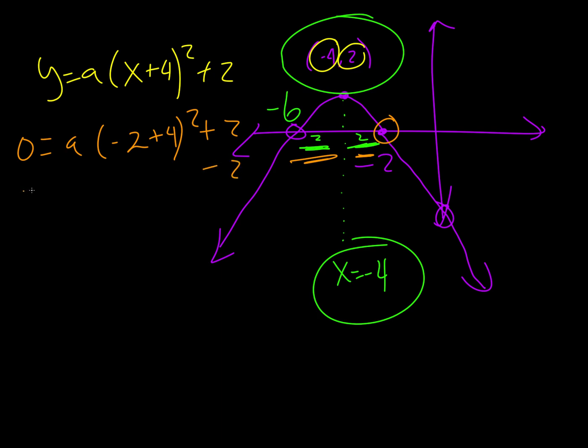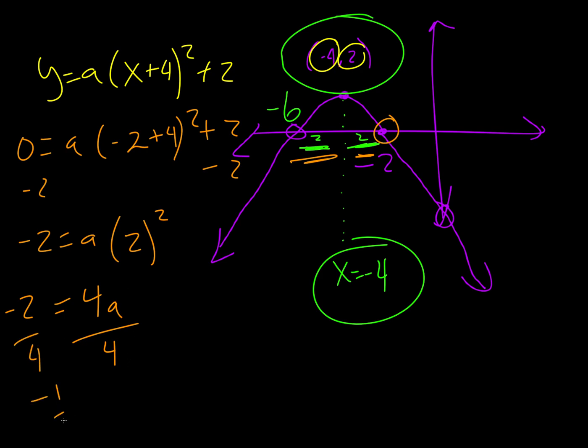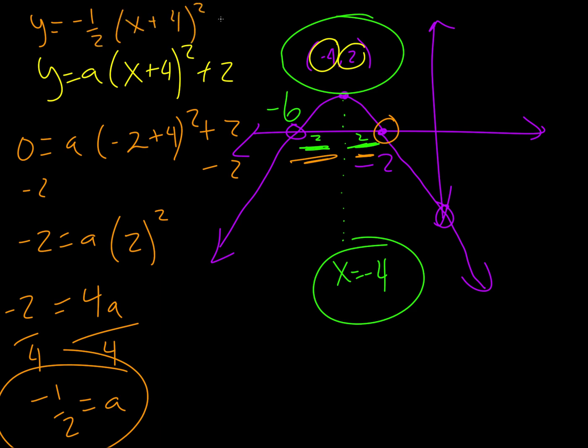So subtract 2. So negative 2 equals a, this is going to be positive 2. 2 squared is 4, so 4a equals negative 2. Divide by 4. Divide by 4, so that's negative 1/2. That's what a is equal to. Come back up here. y equals negative 1/2, and then x plus 4 squared plus 2. And that is the equation of that.